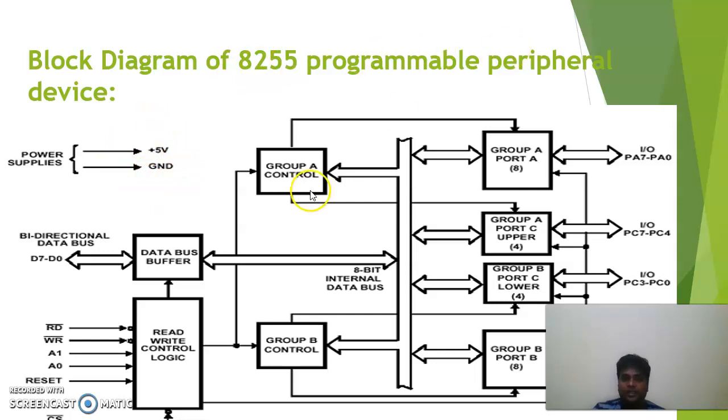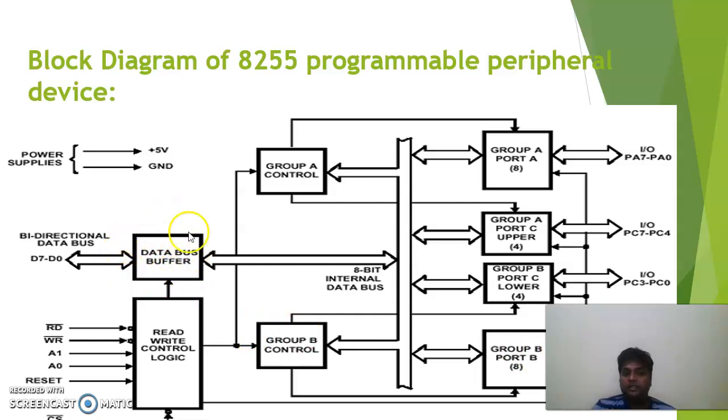That is the basic requirement for the 8255 programmable peripheral device. This 8255 basically has separate components. The first component is the data bus buffer. The next one is the read write control logic. The next one is group A and group B control. The next one is the ports, that is port A, port B and port C. So now we will start with them one by one.